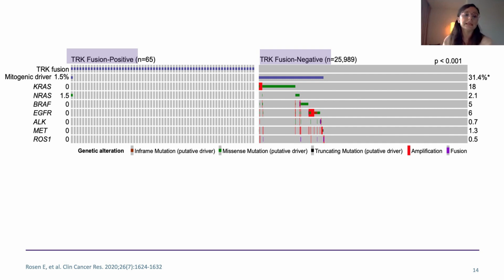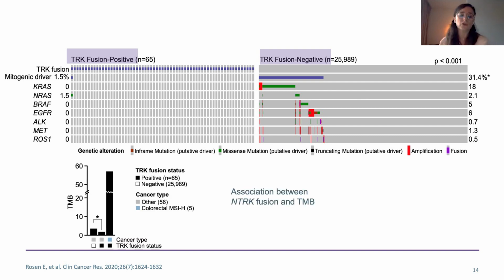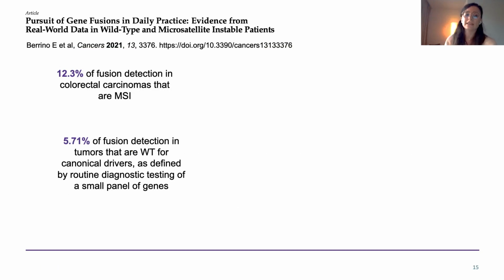So if you look at some papers, you would find that NTRK gene fusions are enriched in specific scenarios, in particular in those tumors that have been proven to be wild type for key driver genes. And also within the set of colorectal cancer, NTRK gene fusions are enriched in MSI high colorectal carcinomas, and this is specific for colorectal cancer. So based on this data, you have a kind of hint when you have to insist and stress more the screening for NTRK gene fusion.